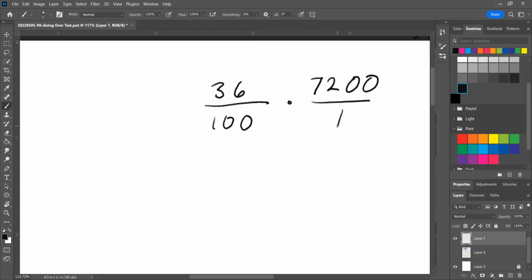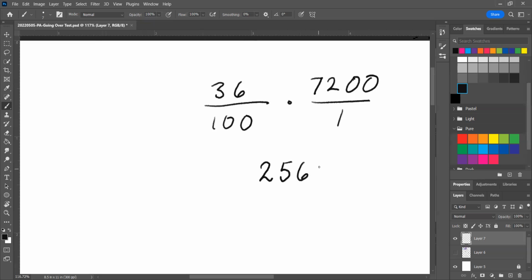So then you plug that in. 36 times 7,200 divided by 100. And what do we get? 2,592 gallons.